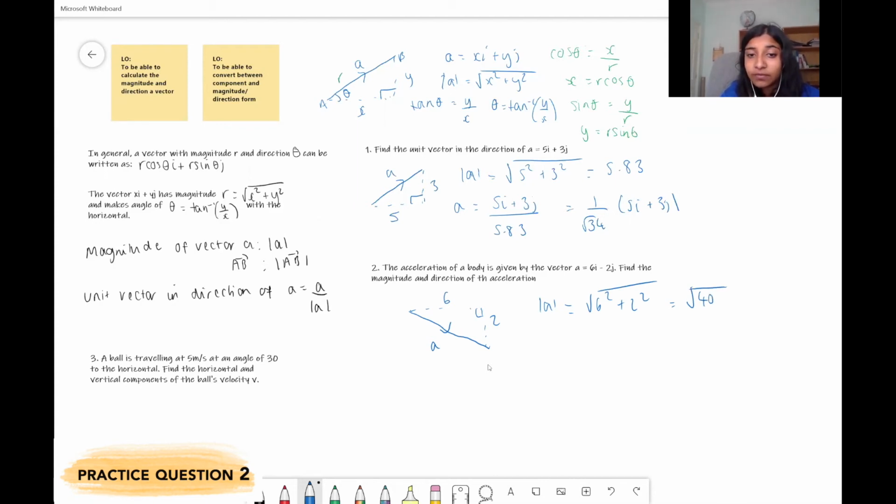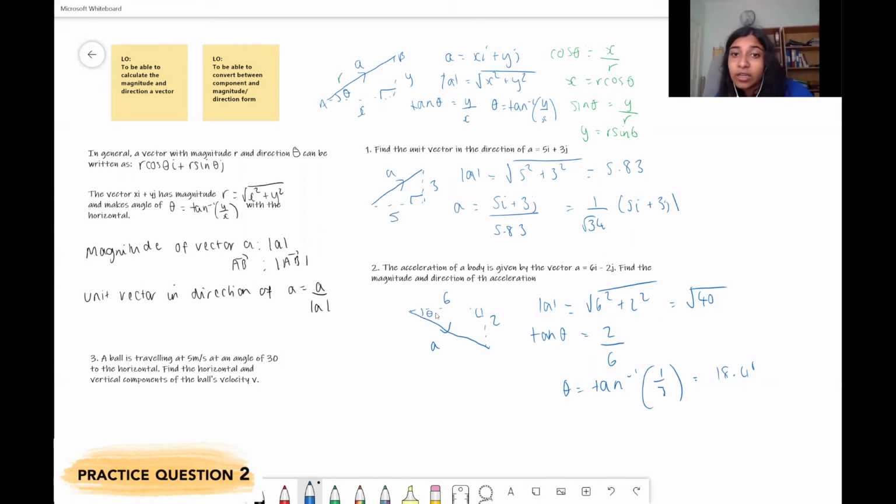And then now we want to find the direction. So the direction theta is always with the horizontal. So we know our horizontal is this 6, so the direction of the vector is just this angle here. So we know our opposite and adjacent here, so we could just say tan theta is equal to opposite 2 over adjacent 6. So our theta is just tan inverse of a third. And if you plug that in your calculator, that's equal to 18.4 degrees. So that's this angle theta here.